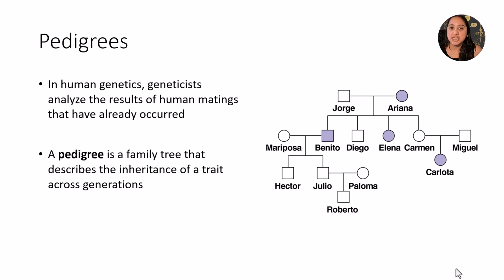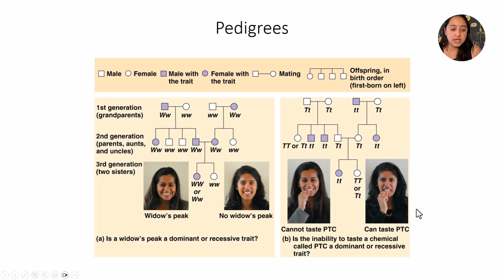So a pedigree is a family tree that helps describe the inheritance of a trait across generations. So usually you're focusing on one trait at a time, and you can see how this trait gets passed on in a family, and again, one that's already existing. So this is one example. Here are another couple of examples.